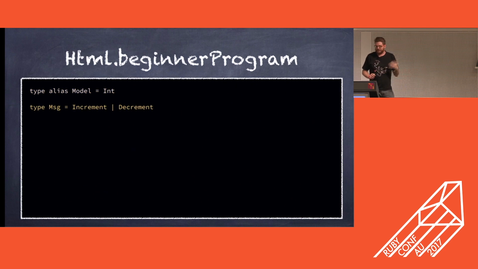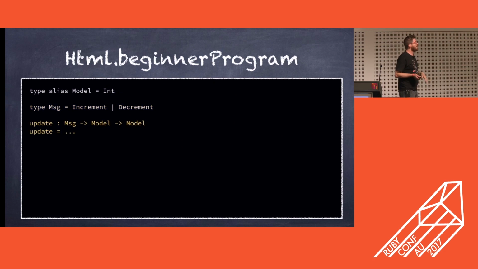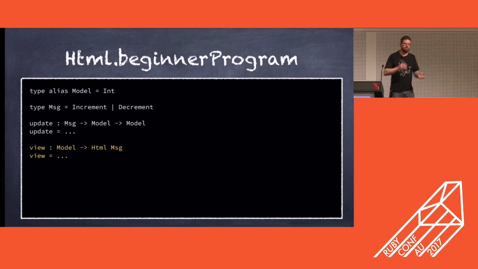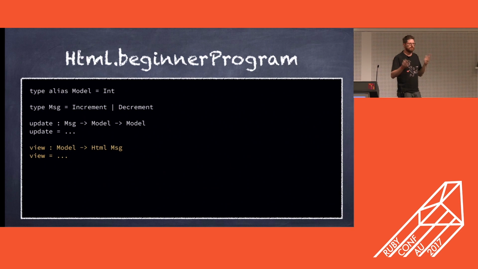I then define a type of message, which is either, in this case, increment or decrement. I define an update function, which takes a message and a model, and returns a new model. I'm not showing the implementation here, but as you can imagine, it's trivial. You define a view, which takes a model and returns HTML. That might be a little bit more complicated, but we're talking about maybe 3 elements, a plus button, a minus button, and something to show the number.